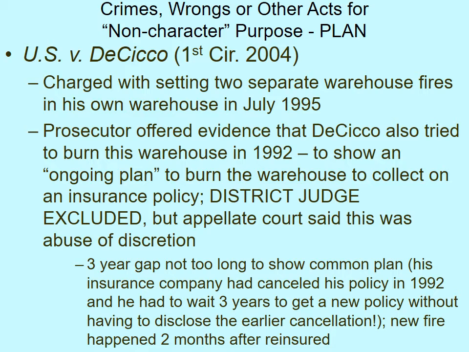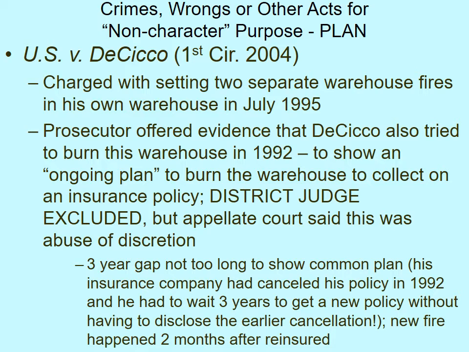Here's a really interesting case out of the First Circuit, too, using this common plan purpose. And so U.S. versus DeCicco. DeCicco here was charged with setting his own warehouse on fire in July of 1995. The prosecutor offered evidence here that DeCicco also set fire to this same exact warehouse back in 1992, so 3 years before the current charged crime, under this purpose that there was some ongoing plan to burn the warehouse to collect on an insurance policy.